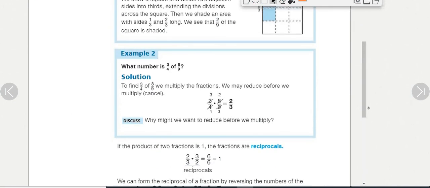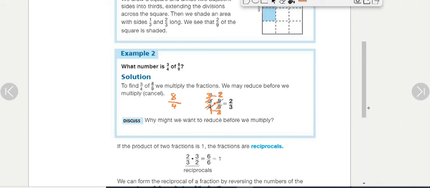Remember how to cancel? We can reduce before we multiply. 8 divided by 4 is 2. 4 divided by 4 is 1. It's like we just reduced this fraction, but diagonally. It makes the numbers smaller so that we can do things mentally and not have to reduce at the end. It's great. So now we're just doing 3 times 2 and 1 times 3, which is much easier.